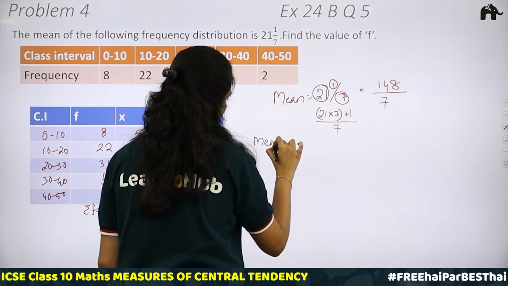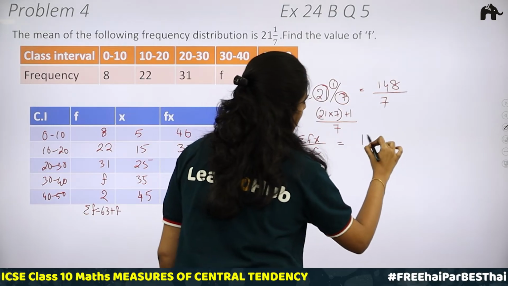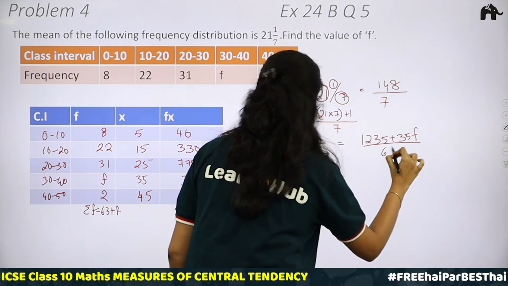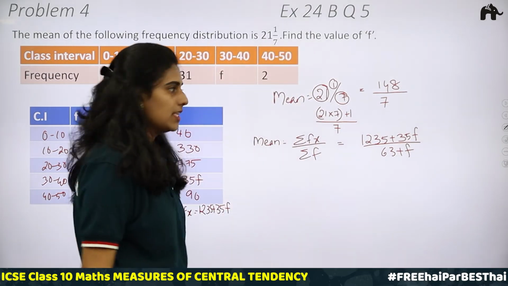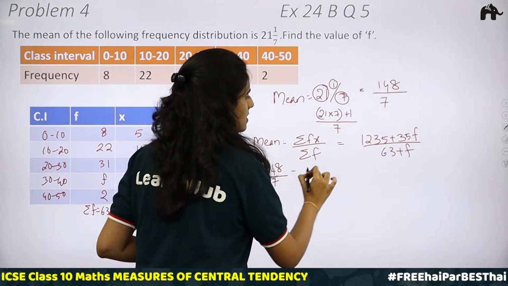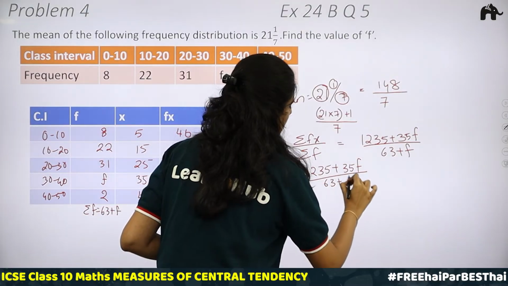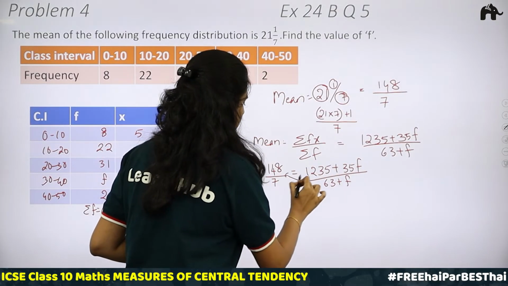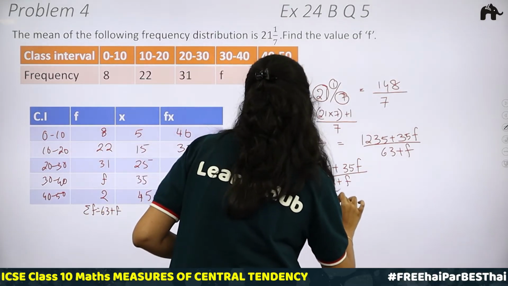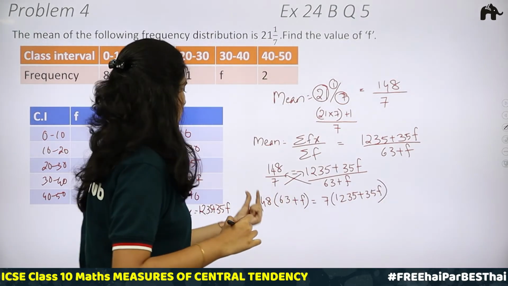We have mean equal to summation Fx divided by summation F. Here summation Fx is equal to 1235 plus 35F, divided by summation F, which is 63 plus F. Now both these are equal, so we'll be equating 148 divided by 7 is equal to 1235 plus 35F divided by 63 plus F. Next step, cross multiplying. 148 into 63 plus F is equal to 7 into 1235 plus 35F. So first multiply 148 and 63.